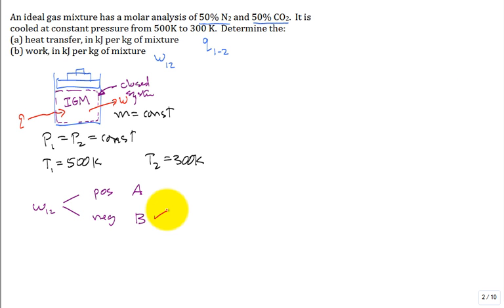So it's funny, but I'm going to look for two answers, Q and W, and both are going to be negative. And they both have the same units of kilojoules per kilogram. What is that per kilogram? It's of the mixture. Okay? Let's do this.